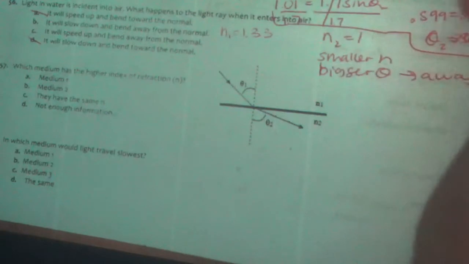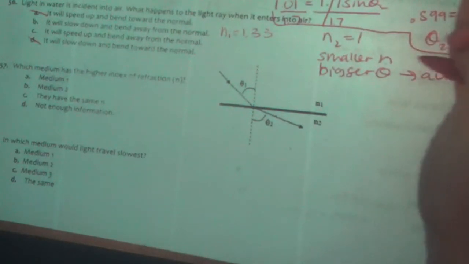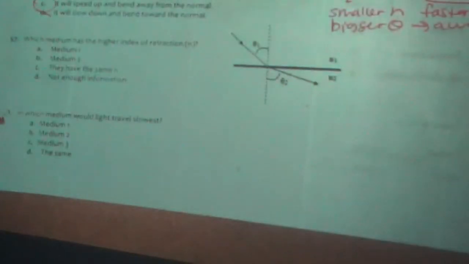If I bend away from the normal, it's getting a bigger angle. So we can cross off A and D. And then speed, we said that it's a smaller n. Well, smaller n is like air is faster because it is less dense. So it's going to speed up and bend away, C.